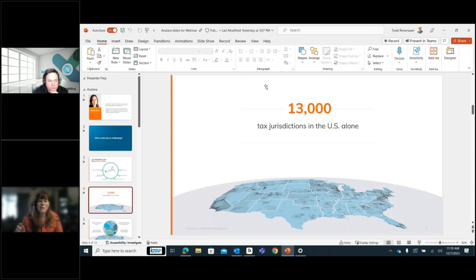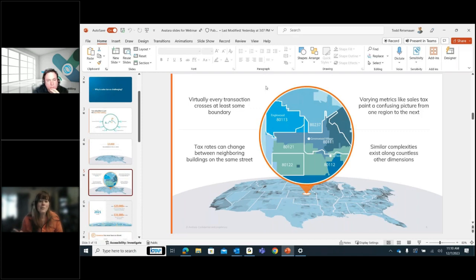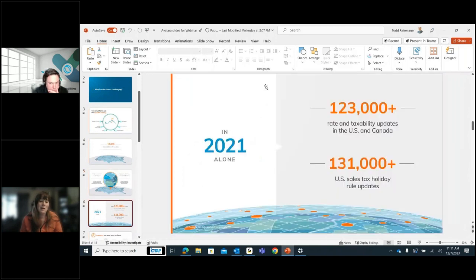In fact, if you can flip to the next slide, it's not uncommon for rates to change between neighboring buildings, even on the same street. And while varying metrics like sales tax can really paint a confusing picture from one region to the next, that's honestly just the beginning. Similar complexities exist along countless other dimensions, and details can be quite comical. For example, how a bagel is taxed in New York depends on whether or not it's sliced, if you can believe that. And candy bars in Indiana are taxed differently depending on the brand or the ingredients they might have. So sales tax in the US can be super complex.